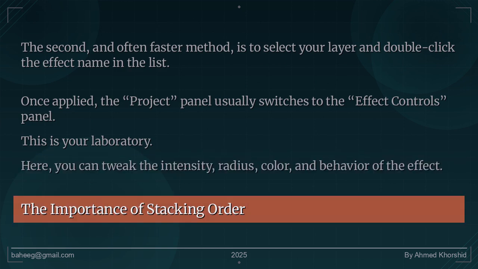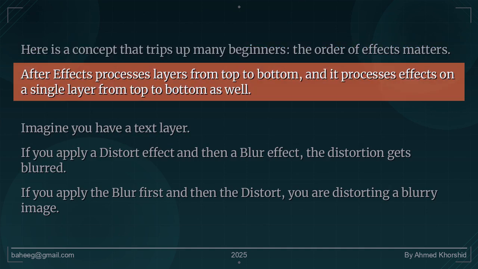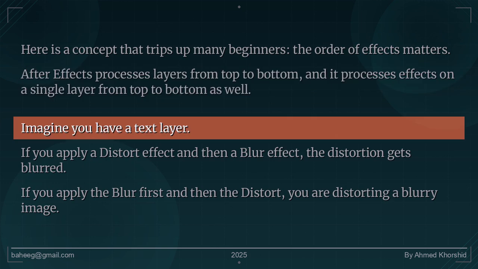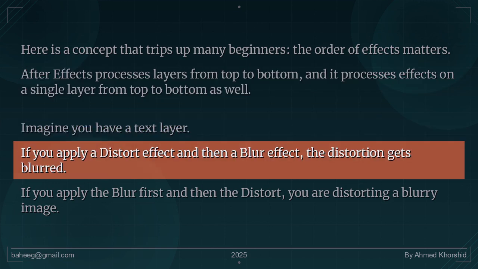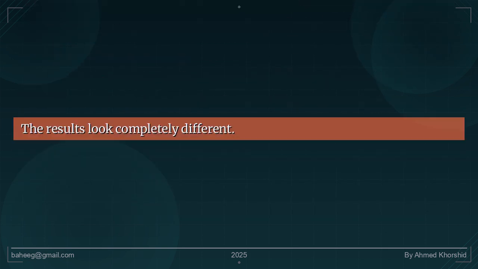The importance of stacking order. Here is a concept that trips up many beginners: the order of effects matters. After Effects processes layers from top to bottom, and it processes effects on a single layer from top to bottom as well. Imagine you have a text layer. If you apply a distort effect and then a blur effect, the distortion gets blurred. If you apply the blur first and then the distort, you are distorting a blurry image. The results look completely different.